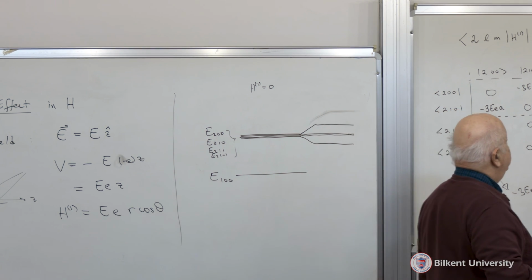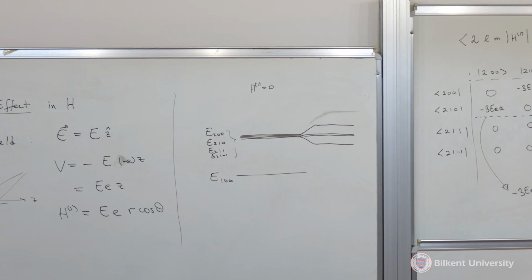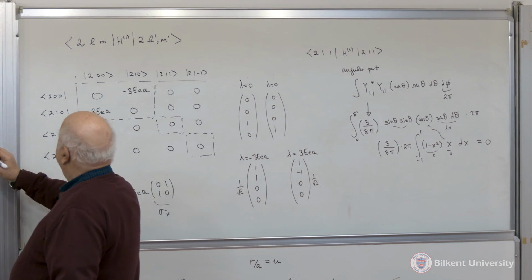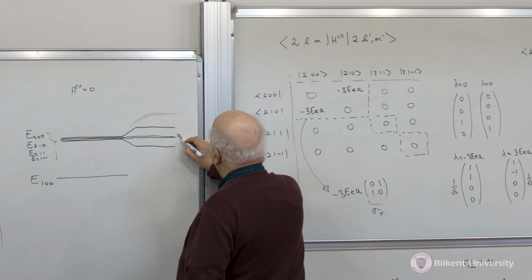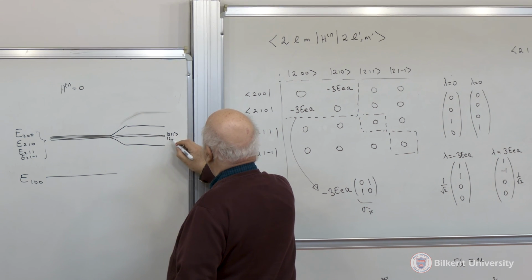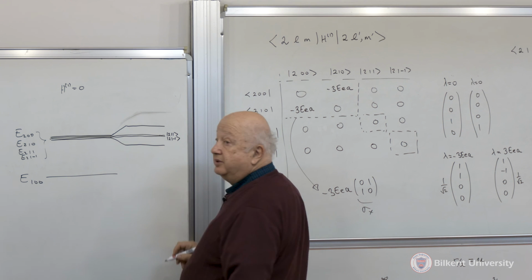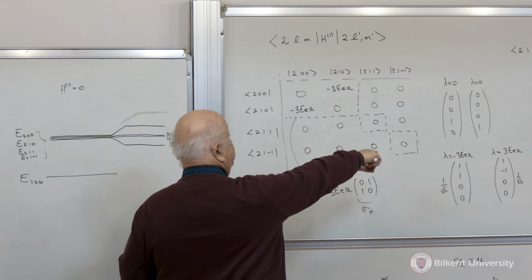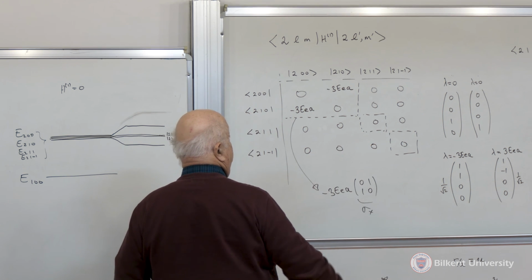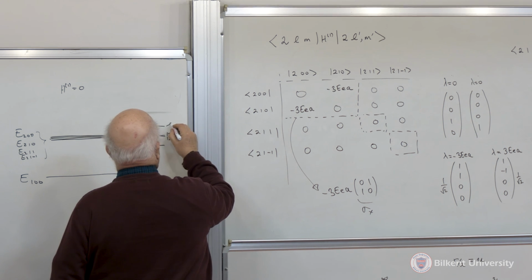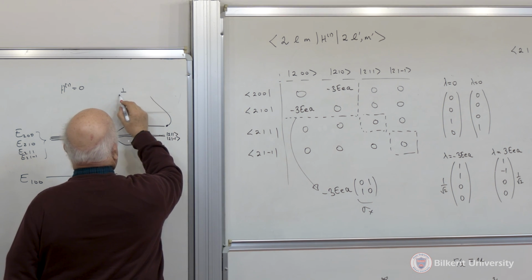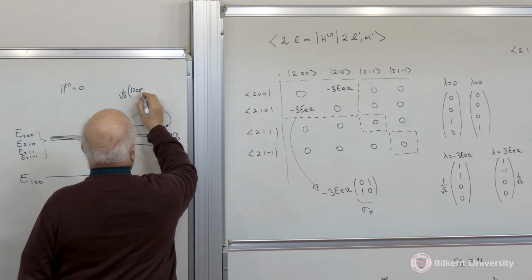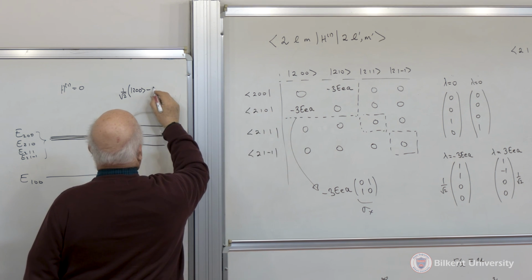So which ones have the same energy? Well, they are the ones which correspond to this 3rd and 4th column or row. So they are the 2, 1, 1 and 2, 1, minus 1 states. And the others, for example, the one which goes up in energy with lambda equal to 3 E A is this state here, 1 over square root of 2, 2, 0, 0, minus 2, 1, 0.